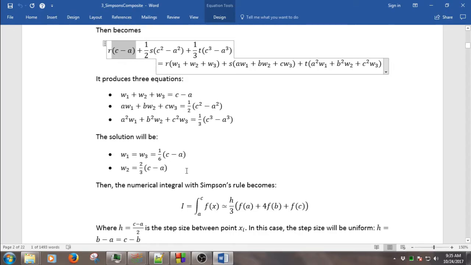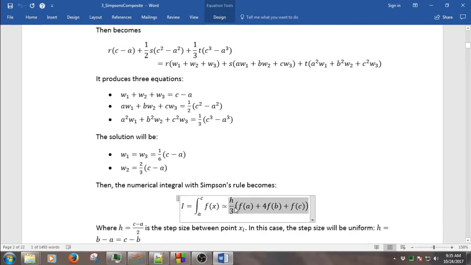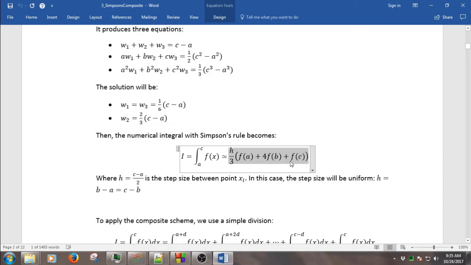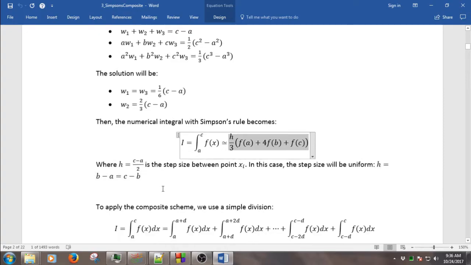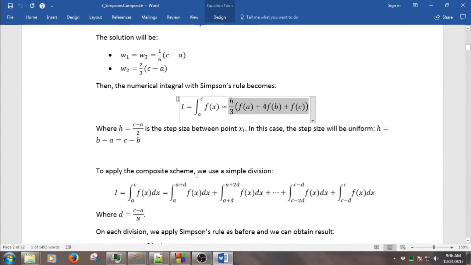Then we have the final result of the Simpson's rule, and this is what we have: h over 3 multiplied with f(a) plus 4 f(b) plus f(c). So basically h is c minus a divided by 2. In this case, the step size will be uniform here. h equals b minus a, equals c minus b. So apply the composite scheme. Remember, this is the basic Simpson's rule. We don't do any composite rule yet.